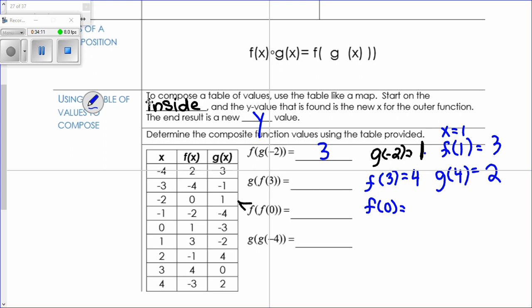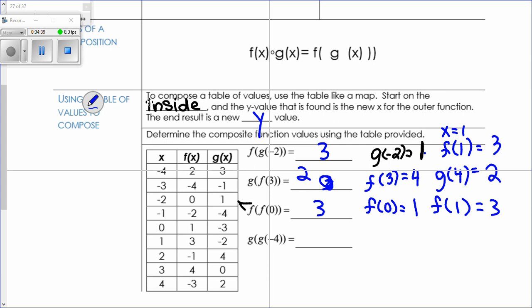So first, x equals 0. I go down to where x equals 0. I'm looking in the f column. It's 1. And then I want to know what f of 1 is. You can do that. X equals 1, f is 3. It's like a map. Oh, did I do it right? This is 2. This is 3.